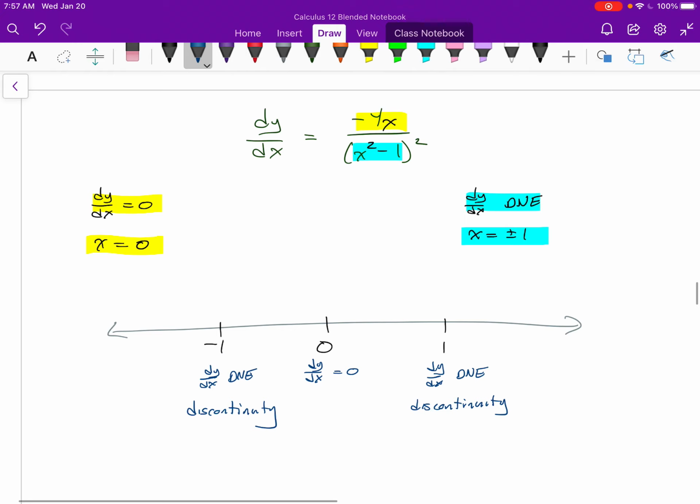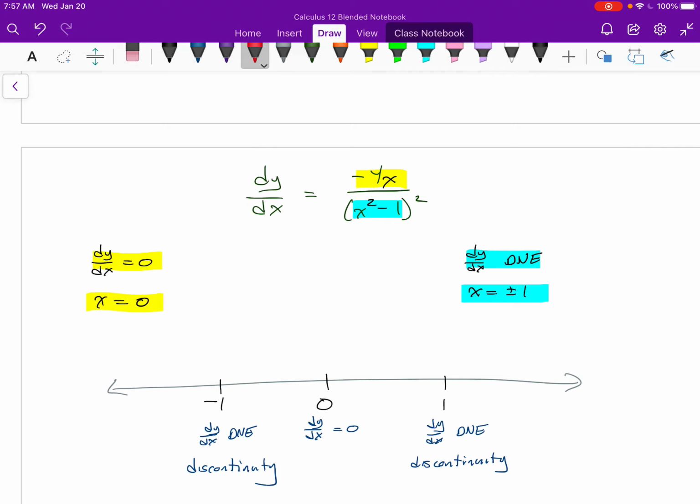OK, so now pick a number less than negative 1, put it into the derivative, see if it's positive or negative. For example, I would pick, I don't know, negative 2. If I put negative 2 into the derivative, my denominator will be positive. So negative times a negative is a positive. In the denominator, no matter what I do, it's going to be positive, because in the end I'm squaring everything. And so when x is negative 2, my derivative is positive, which means my function is increasing in that region.